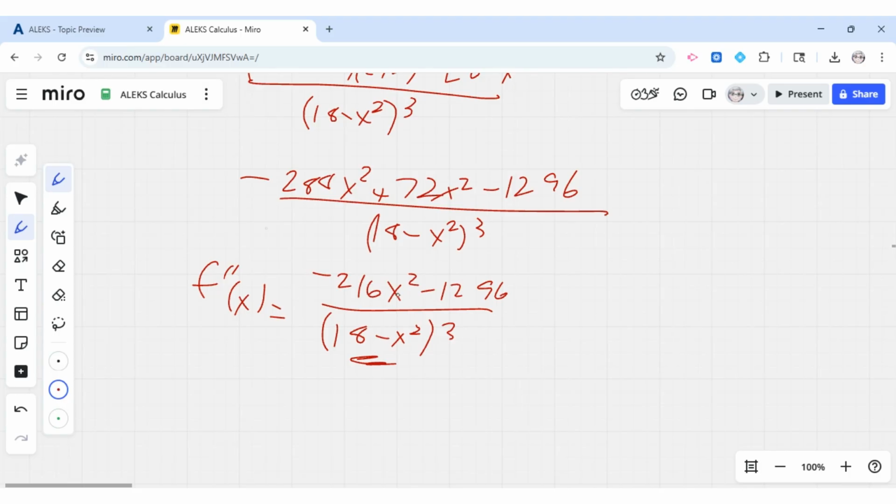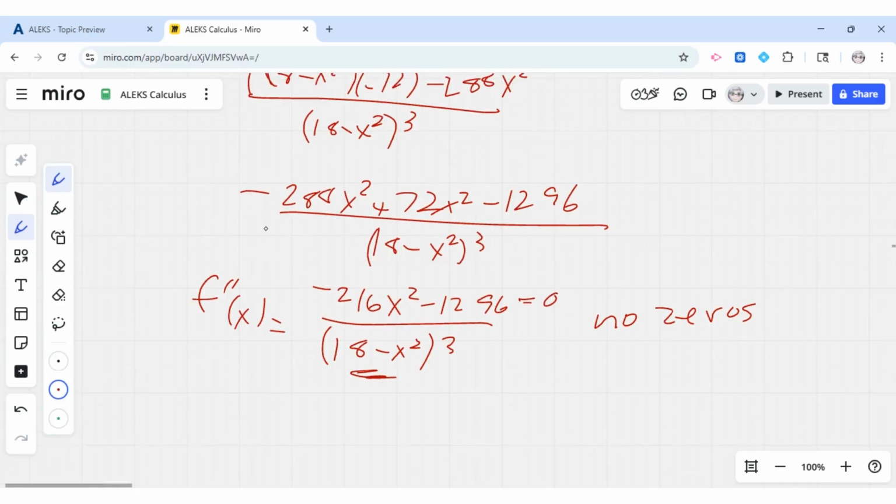So those are critical points where the concavity can change. I'm looking for zeros, and I don't think we're going to have any here because if we set this top part equal to 0, you'd add 1296 to both sides, then divide by negative 216, and you'd have to take the square root of a negative number. So those would be imaginary zeros there. So it looks like we don't have to worry about the zeros for the second derivative. Okay. I think we have the information we need.